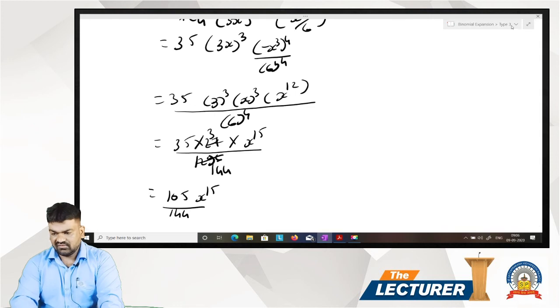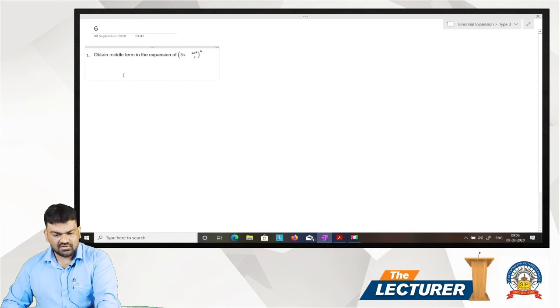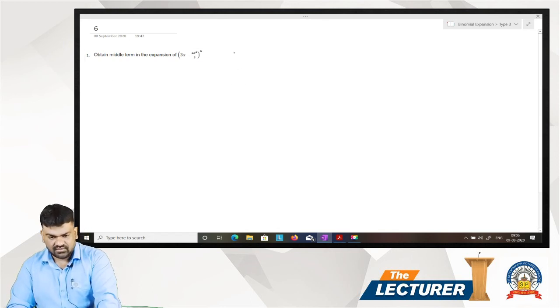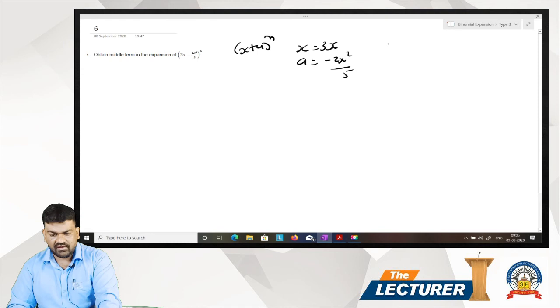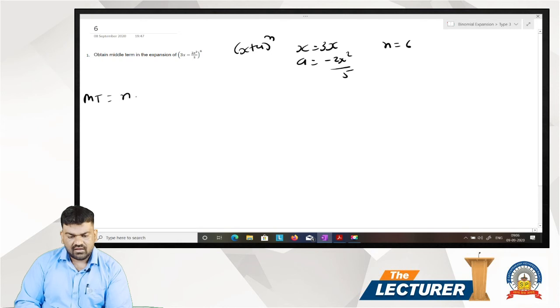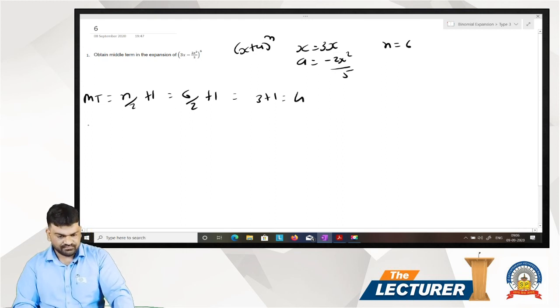Now last of this type, example number 6. Obtain the middle term in the expansion of (3x minus 2x square divided by 5) raised to 6. Now (x + a) raised to n. What is x? x means 3x. What is a? Minus 2x square divided by 5. What is n? n is 6. Middle term, n by 2 plus 1, 6 by 2 plus 1, 3 plus 1, that is 4. We have to find T4.